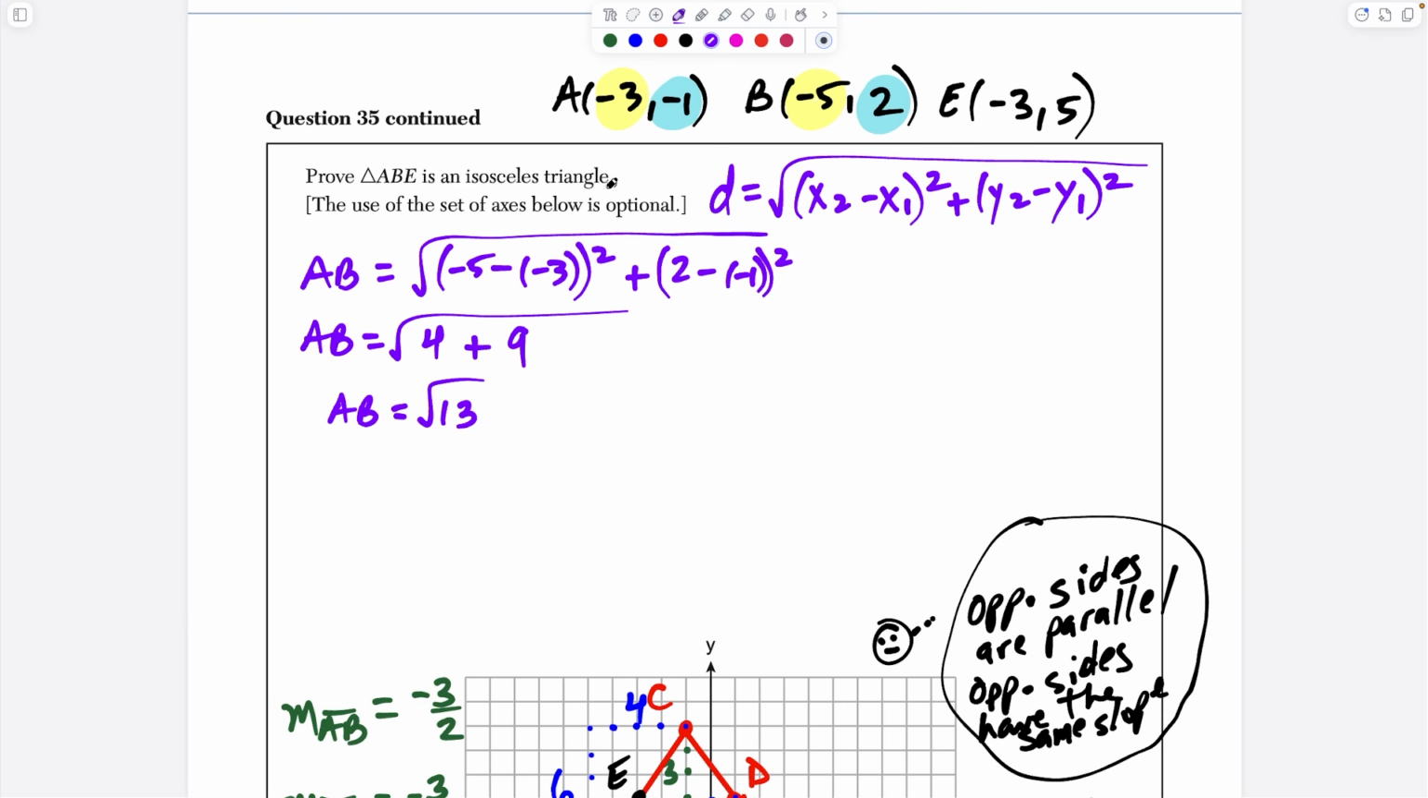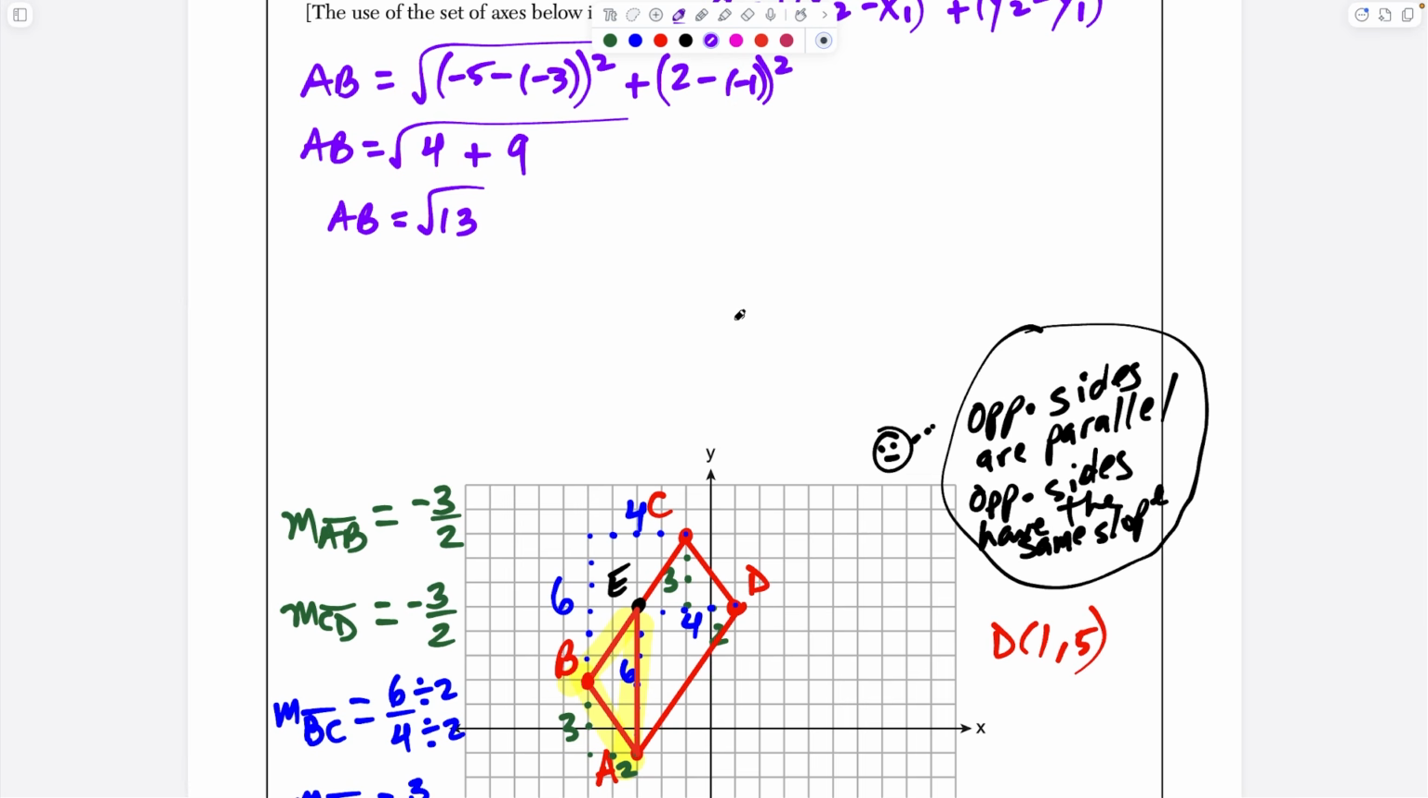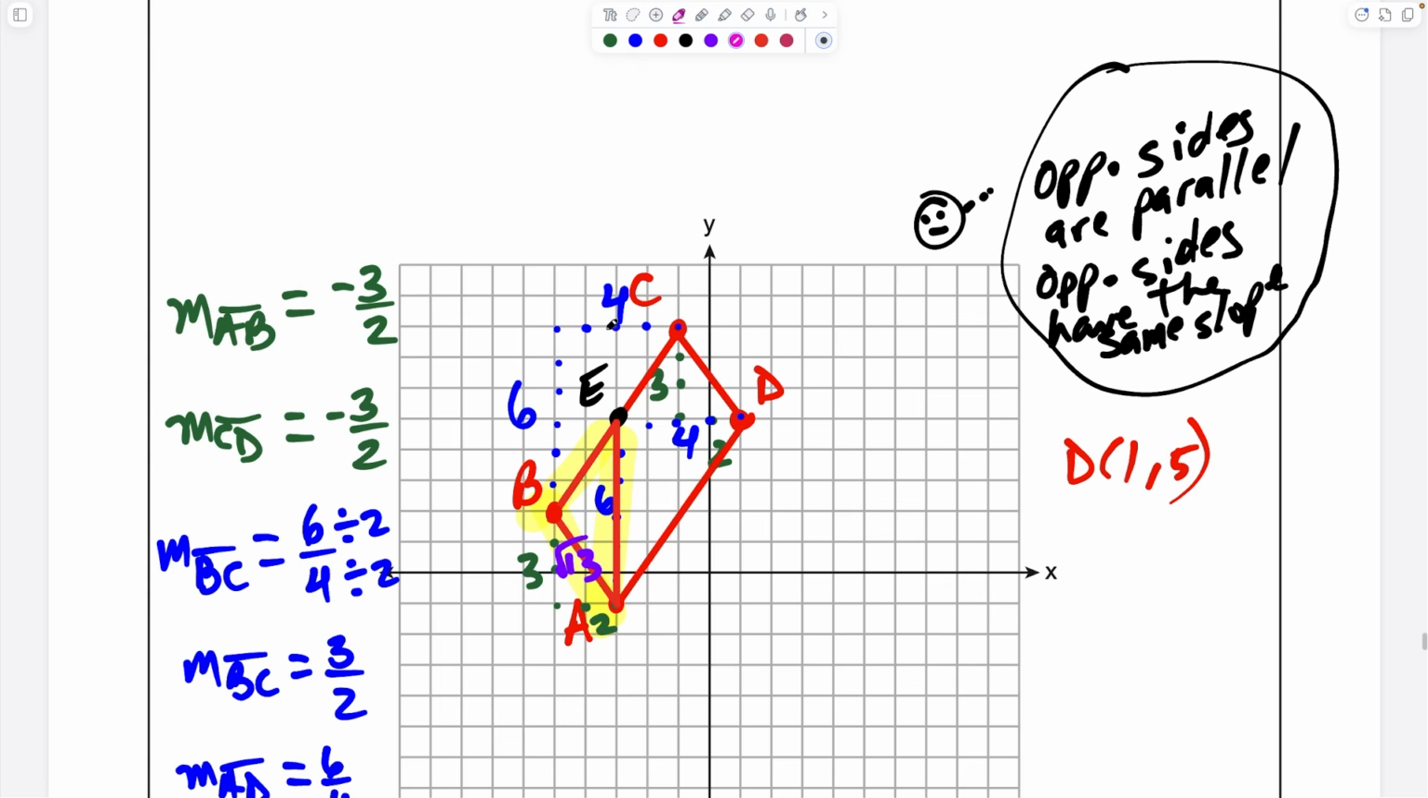But let's say you forget the distance formula. Well, another way you could find the length of a segment is you could just use the Pythagorean theorem on the graph. So far we have AB is equal to square root of 13. So when we go to the graph here, we should be able to show that BE is also square root of 13. So if we zoom in over here, if I want to find the length of BE without the distance formula, I'm going to use rise over run and then the Pythagorean theorem.